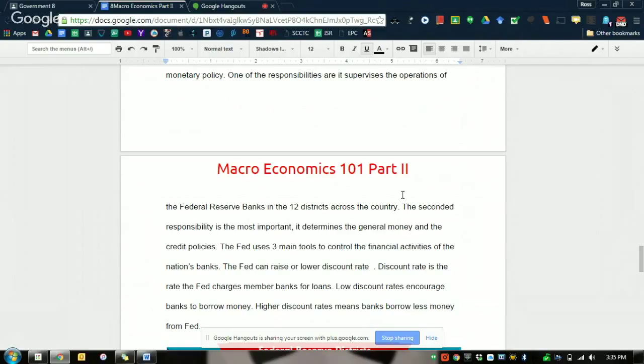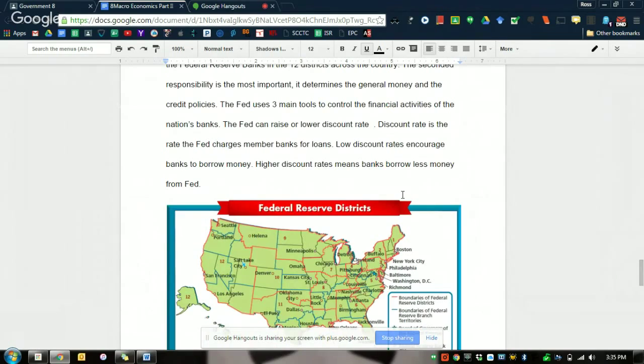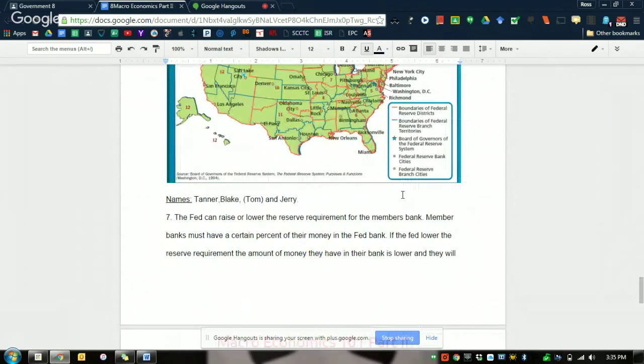Then banks are more likely to borrow money. If they raise that discount rate, banks are less likely to borrow money. Okay, so that discount rate really is how much does it cost to borrow money. If the cost to borrow money is really low, they're going to be more likely to borrow it. If it's really high, they're going to be less likely to borrow that money.